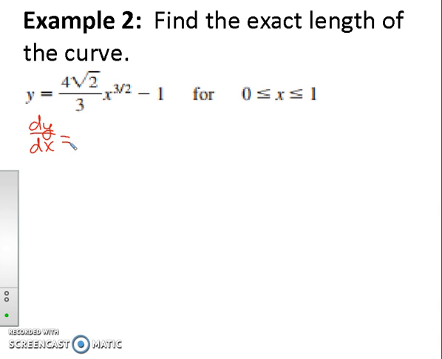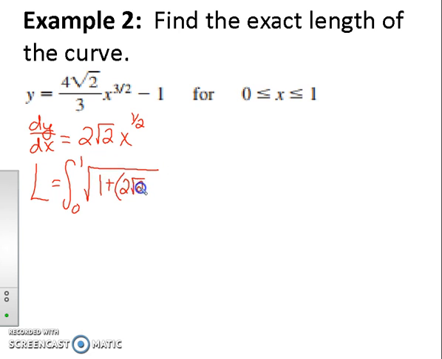So that's an x to the 3/2, so its derivative would be an x to the 1/2, but then we would multiply our coefficient times 3/2, and so we would end up with 2 square root of 2 times x to the 1/2, and then the minus 1 goes away. So that makes my arc length the integral from 0 to 1 of the square root of 1 plus 2 square root of 2 x to the 1/2, squared.